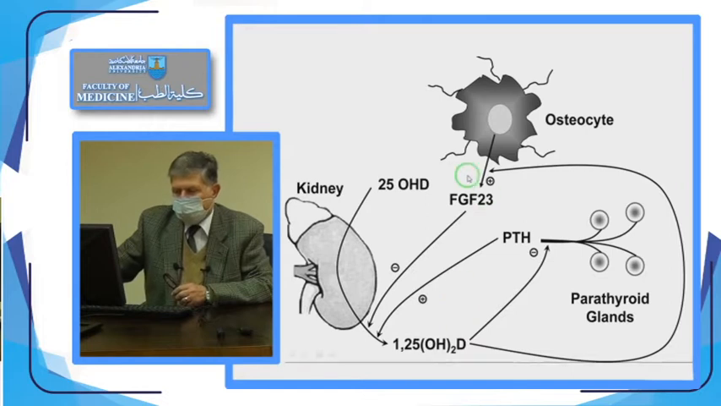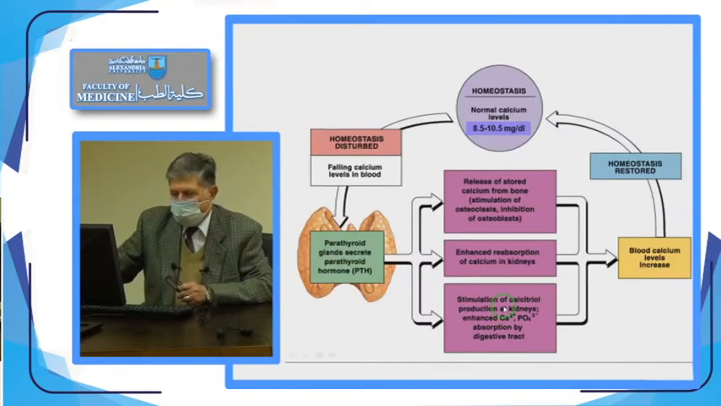There is another important hormone called FGF23, fibroblast growth factor 23. It's secreted from the bone cells, the osteocytes, and actually it inhibits the activation of vitamin D. So it's doing the reverse of the PTH. And this is calcium homeostasis. This is the normal serum calcium. Remember, it's 8.5 to 10.5 milligram per deciliter.